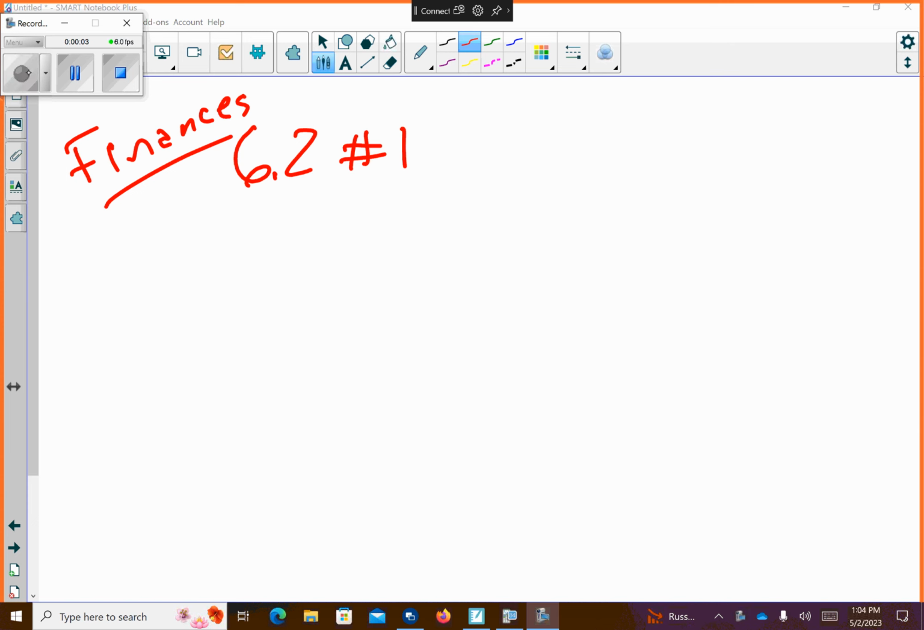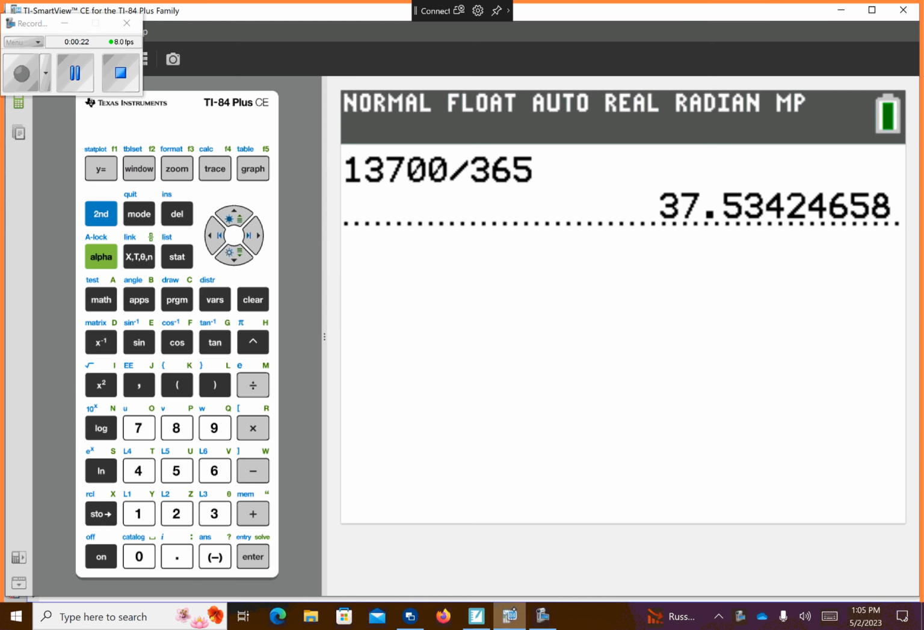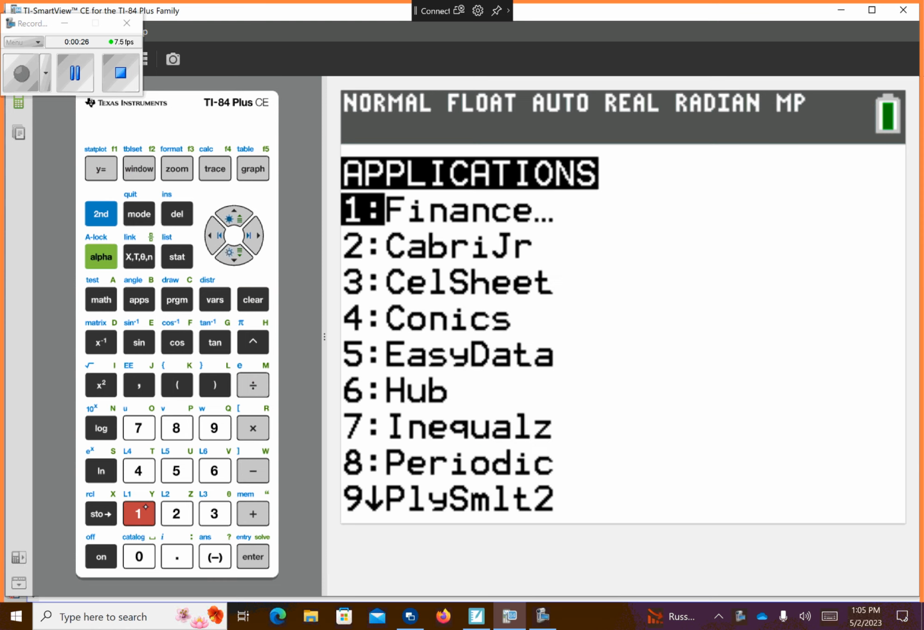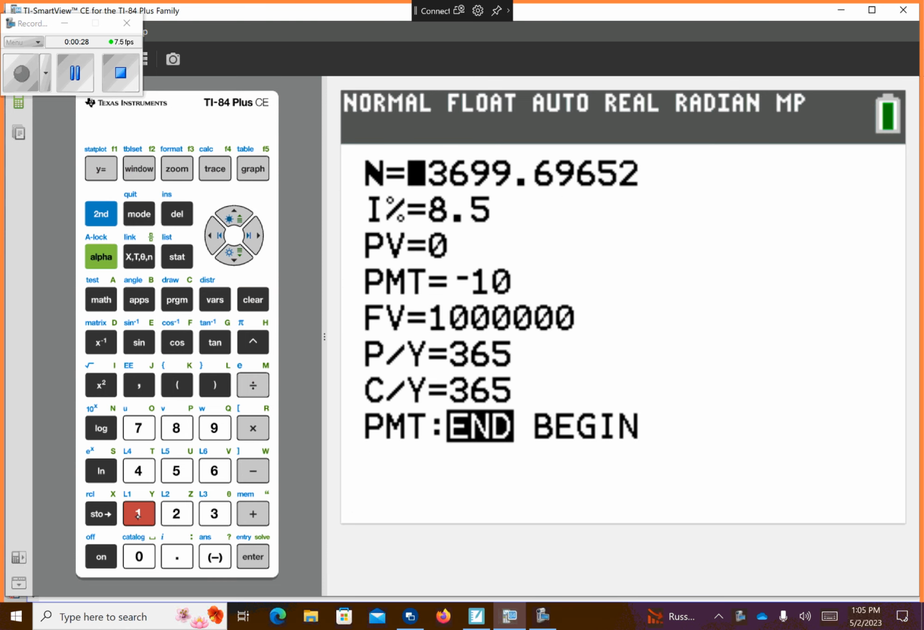So number one says, Mr. Gordon plans to invest $300 at the end of each month for 12 years. If the account pays 9% compounded monthly, how much will he have at the end of 12 years? Okay, so we can easily plug this in on the calculator. Remember, it's going to be under apps, under finance, under TVM solver.